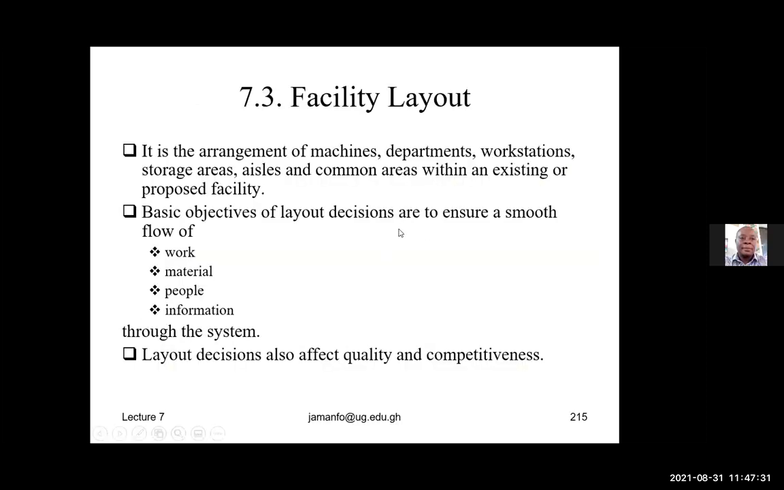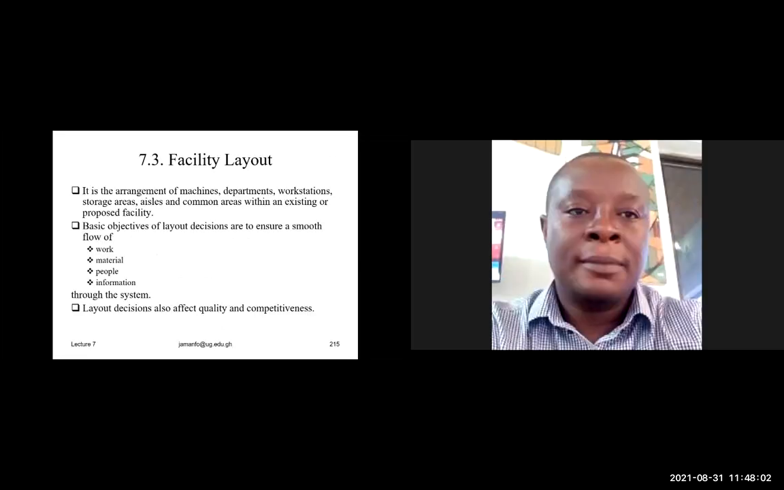Now we'll move on to facility layout. What do we mean by facility layout? It is the arrangement of machines, departments, workstations, storage areas, aisles. Some people pronounce this aisles, but the correct pronunciation is aisles. So storage areas, aisles, and common areas within an existing or proposed facility.